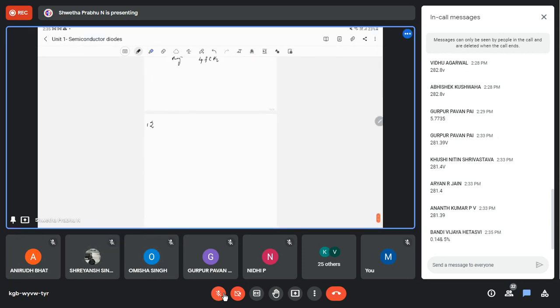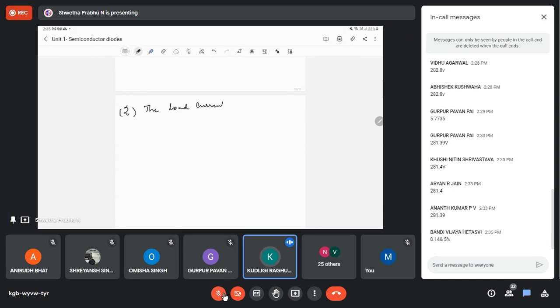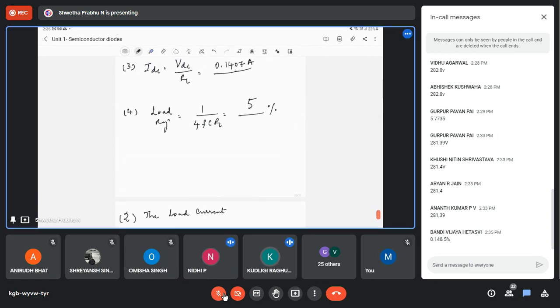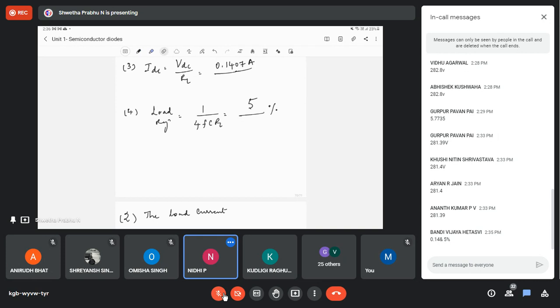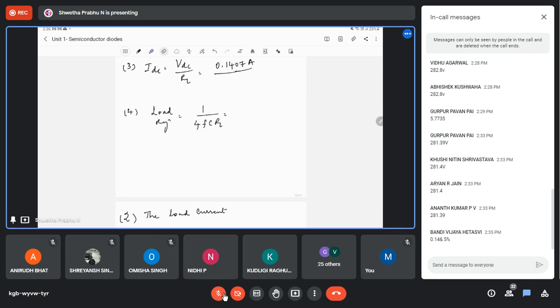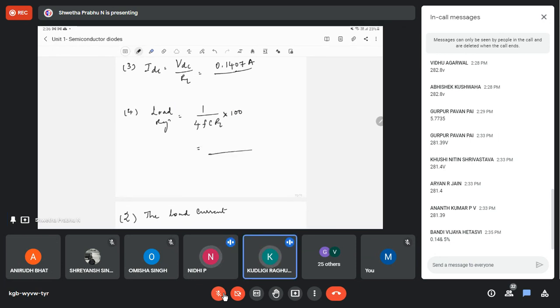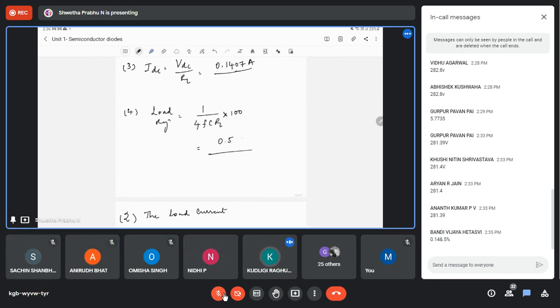Okay, next question. So this is from the tutorial. Ma'am, it's 0.5%, right? Not 5%. The load current, come again. It's 0.5%, ma'am, not 5%. Is it? Yes, ma'am. So the equation is 1/4 FCRL. Multiply this value by 100 and tell me what it gives. 0.5%. Are you sure? 0.5%, yes, ma'am. Okay.